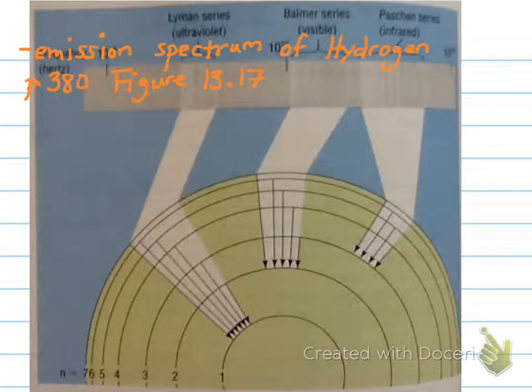So we want to take a look at the emission spectrum of hydrogen, which is on page 380 in your textbook. It's figure 13.17, and I have it here. Okay. You'll notice in this emission spectrum of hydrogen, okay, that there are 3 groups of lines in the emission spectrum.